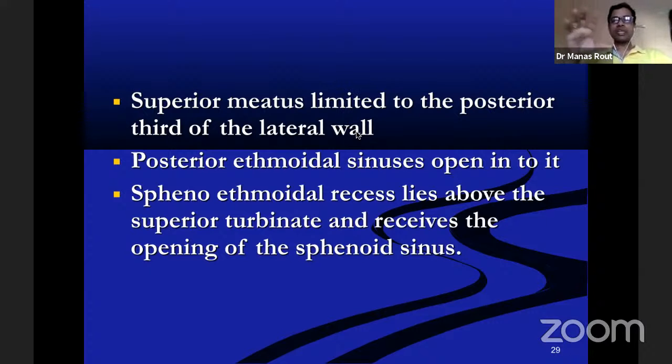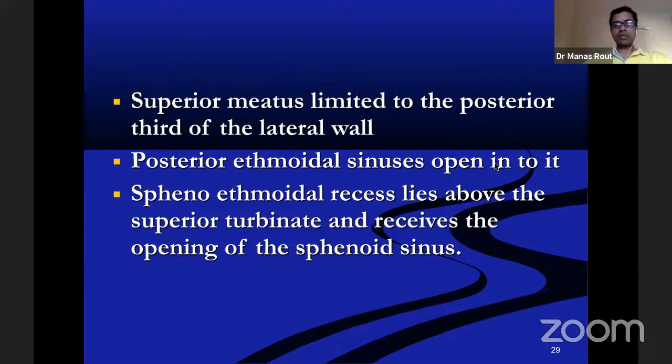Similarly, the superior meatus is situated in a very small area. Okay. The posterior ethmoidal sinuses open into it. Posterior ethmoid sinuses are big air cells, but they open into the superior meatus, which is a very small space. Now, once you cut the superior turbinate, you can see the superior meatus.